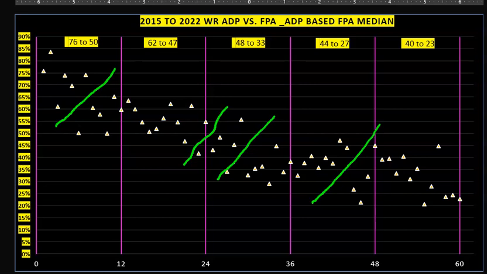So clearly the top 6 ADP wide receivers, you're getting close to 76%. That's kind of where you should hope. Anything above that is gravy. Again, that's 8-year across the board. I know there's variation. And the worst case is 50%.